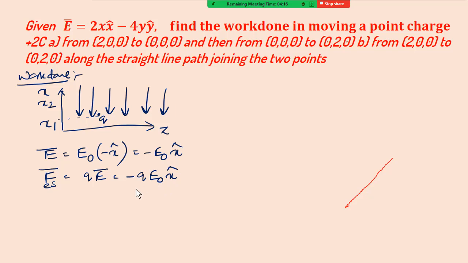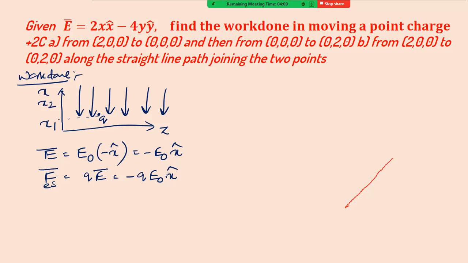Okay, that is minus q e naught times x naught. In whichever direction E bar is there, in the same direction the electrostatic force is also there. Okay, now we are increasing the concept. We are entering into the work done concept. Till here you have to be very careful.